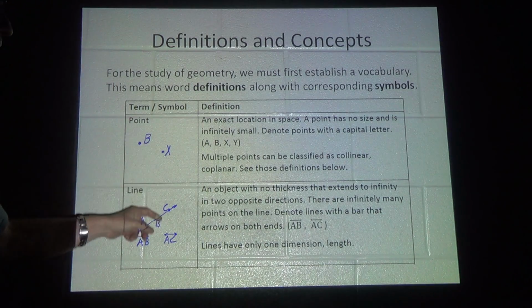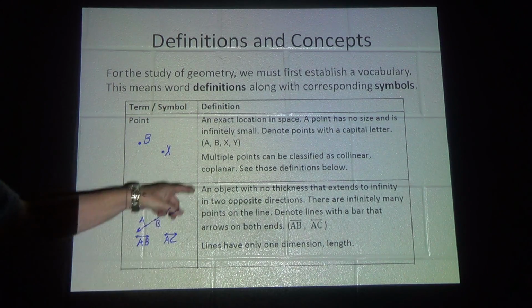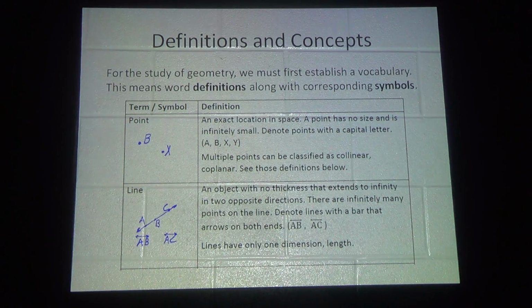Okay, so let's take a look at this. Term and symbol are in this side, definition is over here. A point is represented by just a dot and a capital letter, telling you what the name of the point is. An exact location in space is what a point is. It has absolutely no size and is infinitely small. You can denote points with a capital letter. In this case, some examples are A, B, X, and Y. Multiple points can be classified as collinear or coplanar, and we'll see those definitions below.